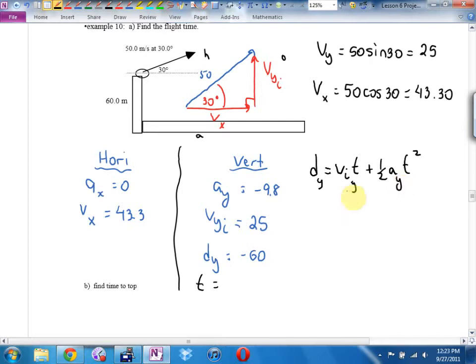And I'm going to plug in all my numbers. So I know that dy is negative 60, equals 25t, minus 4.9t squared. What? Where'd the negative 4.9 come from?